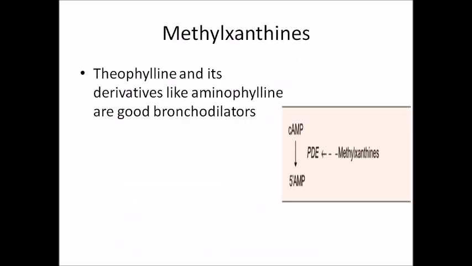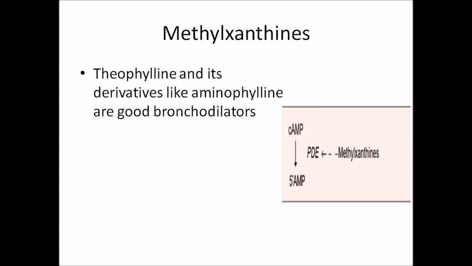So we'll discuss the methylxanthines. The examples are aminophylline and theophylline. Theophylline, its derivative is aminophylline. Both of them are good bronchodilators. So what is the mechanism of action? They are PDE or phosphodiesterase inhibitors. The phosphodiesterase enzyme is involved in the conversion of cyclic AMP to 5-AMP. So when PDE is inhibited, there is accumulation of cyclic AMP, and cyclic AMP is a good bronchodilator. It is also an anti-inflammatory agent.